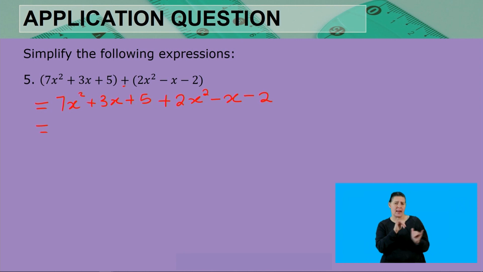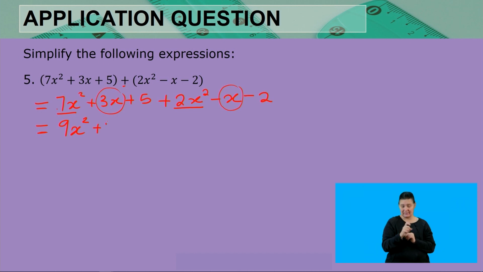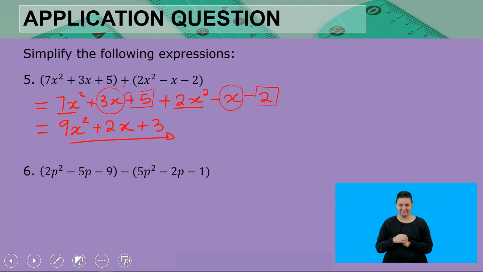So now we're going to look for the like terms. When we look for the like terms there, can you identify any like terms? We have the 7 and the 2. So what is 7 plus 2? That is a 9x squared. Next, we have the 3x and the 1x. So we are going to say there 3 minus 1, that is a 2x. And then lastly, we have the 5 and the 2. So what is 5 minus 2? That is a positive 3. And that is the simplified expression of that one.